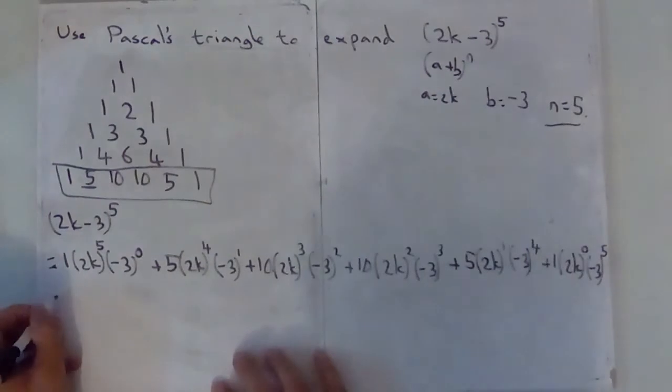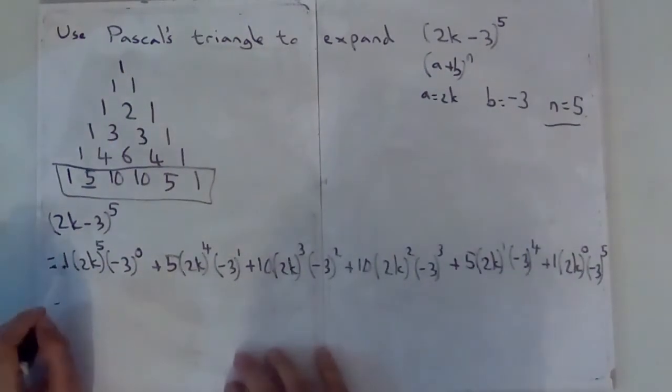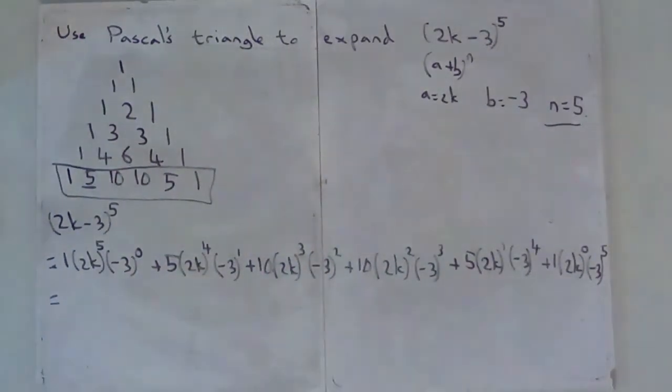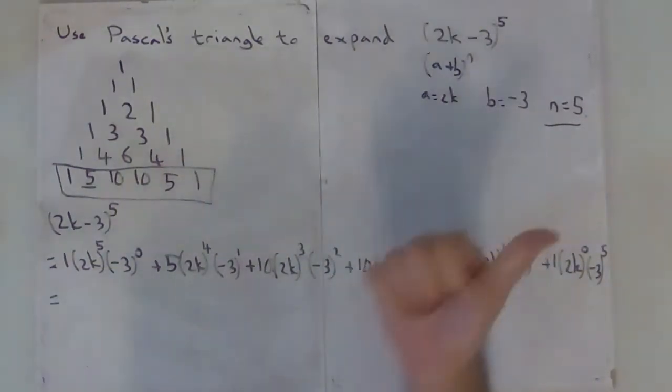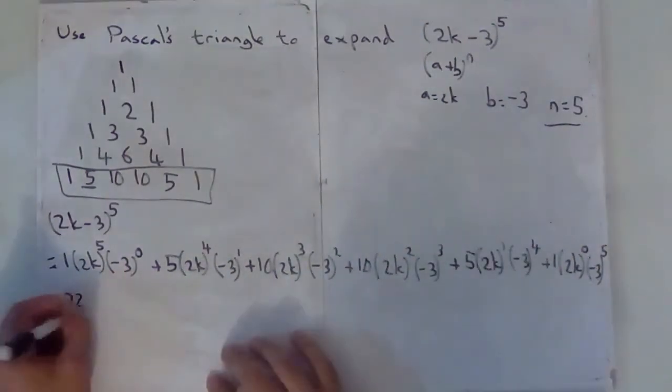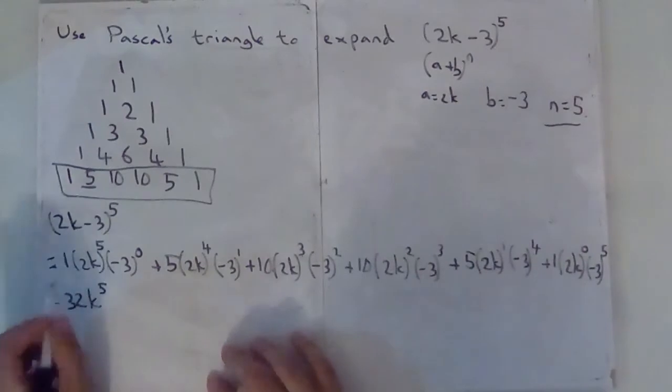So this first term, well, 1, and minus 3 to the power 0 is 1, so this is 2k to the power 5, so it's 2 to the 5 times k to the power 5. Well, 2 to the 5 is 2, 4, 8, 16, 32. So this is 32k to the power 5.